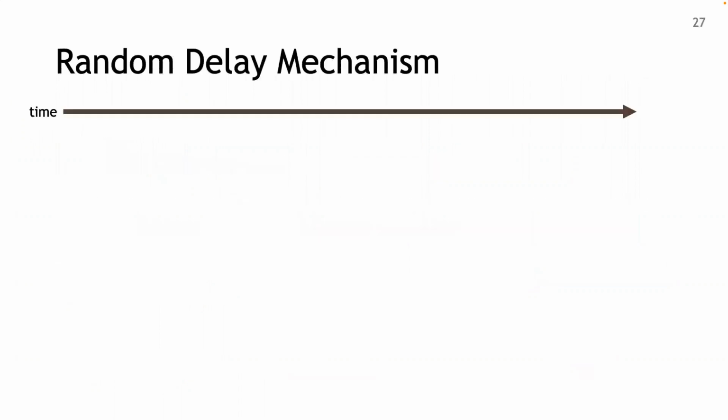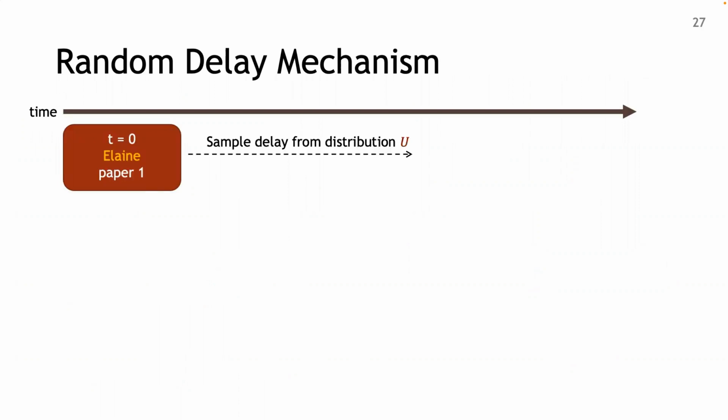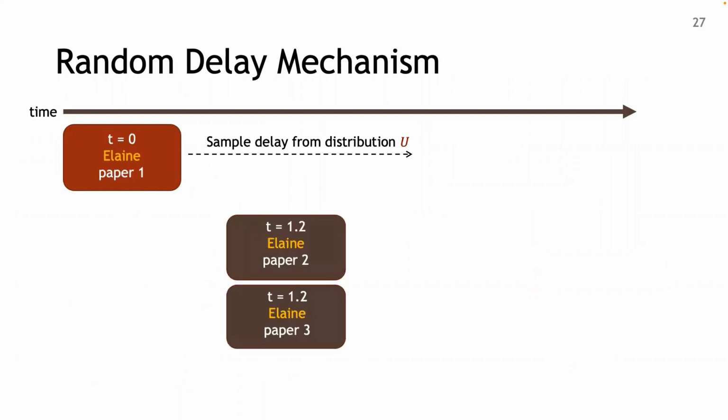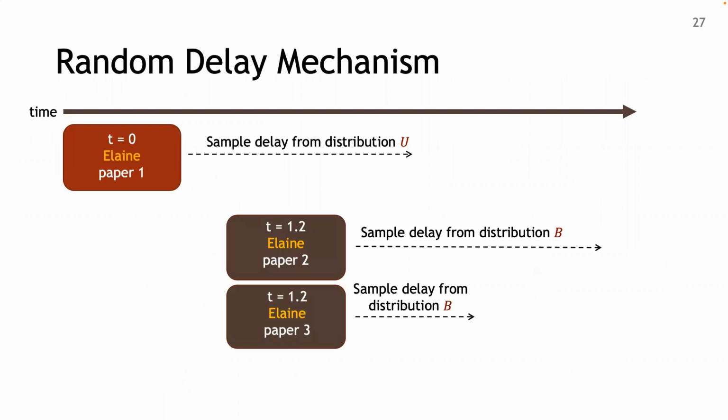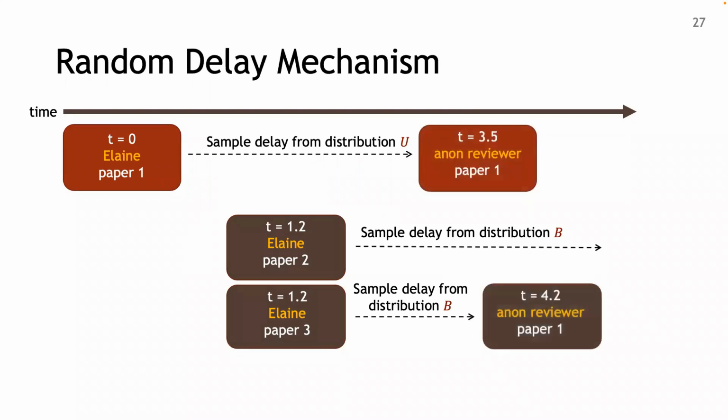Okay, so we'll consider mechanisms that we call random delay mechanisms to do the following. If an unbatched comment arrives, the mechanism will sample a delay from some distribution U, where U stands for unbatched. And if a batched pair of comments arrives, it will sample a delay from distribution B independently for each comment. And then all the comments will get released at the time they arrived, plus these randomly sampled delays.